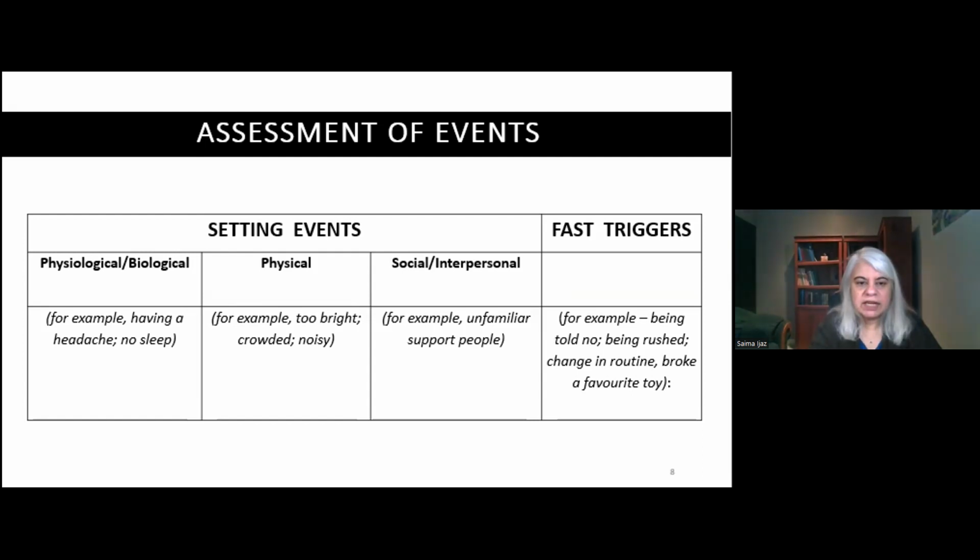Then there are events that happen directly before the challenging behavior and are a predictor for the onset of an episode. These are sometimes referred to as fast triggers, like being told no when the child is already not feeling so good, a change in a routine, or a broken toy. Parents usually have a good insight for these.